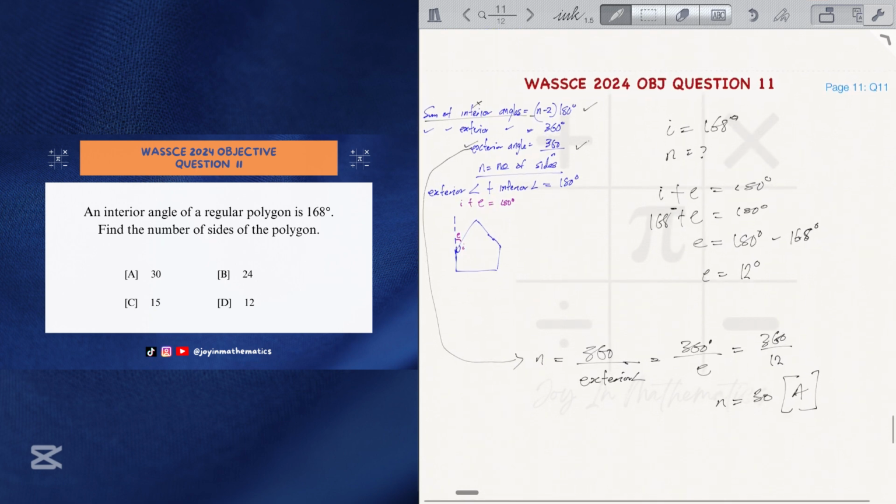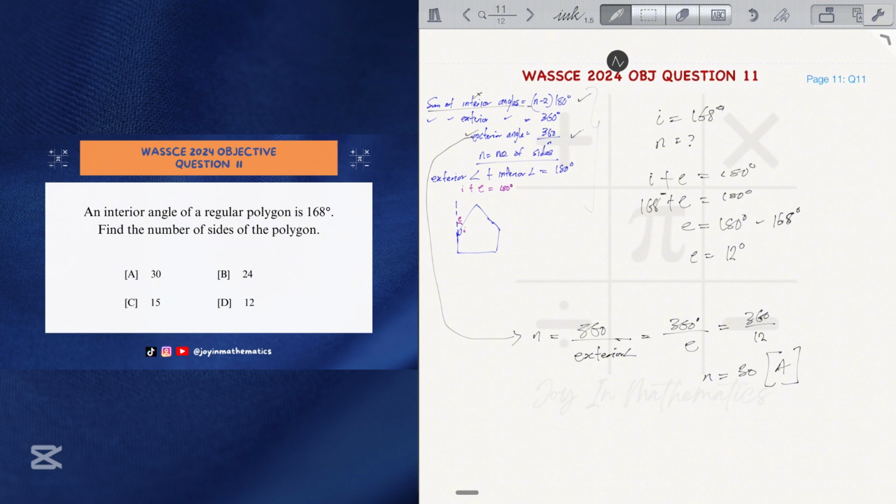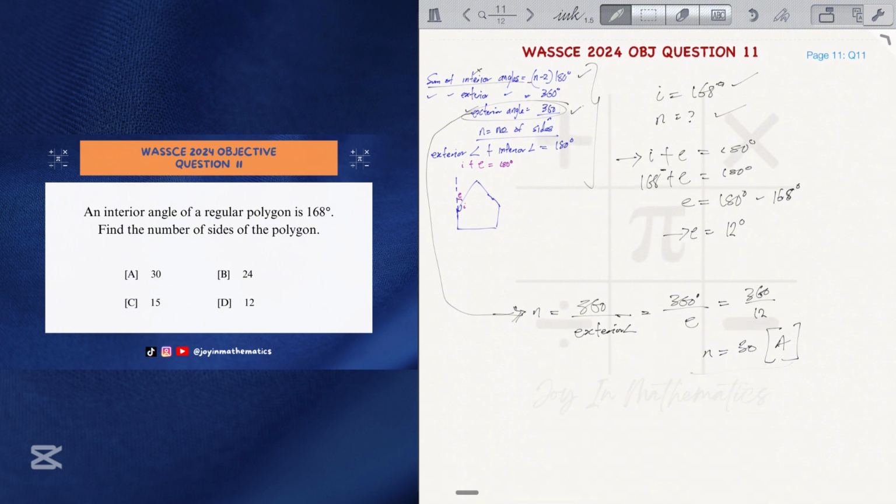So all we did was write out all the formulas involved in what we are dealing with, a regular polygon. We have the interior angle and we're looking for the number of sides. Interior plus exterior is equal to 180 degrees. We evaluated the exterior, and from the formula exterior angle equals 360 over n, we have that n is equal to 360 divided by exterior angle, and we have n to be equal to 30 sides, which is option A.